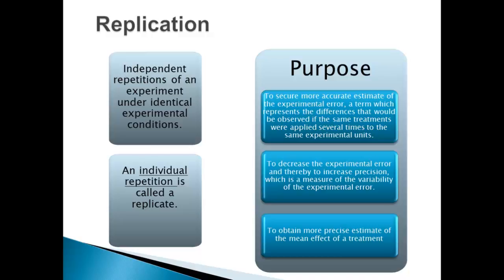Replication is independent repetitions of an experiment under identical experimental conditions. An individual repetition is usually called a replicate. And the purpose is to secure a more accurate estimate of the experimental error, a term which represents the differences that would be observed if the same treatments were applied several times to the same experimental unit. To decrease the experimental error and thereby to increase precision, which is a measure of the variability of the experimental error. And it's also to obtain a more precise estimate of the mean effect of a treatment.